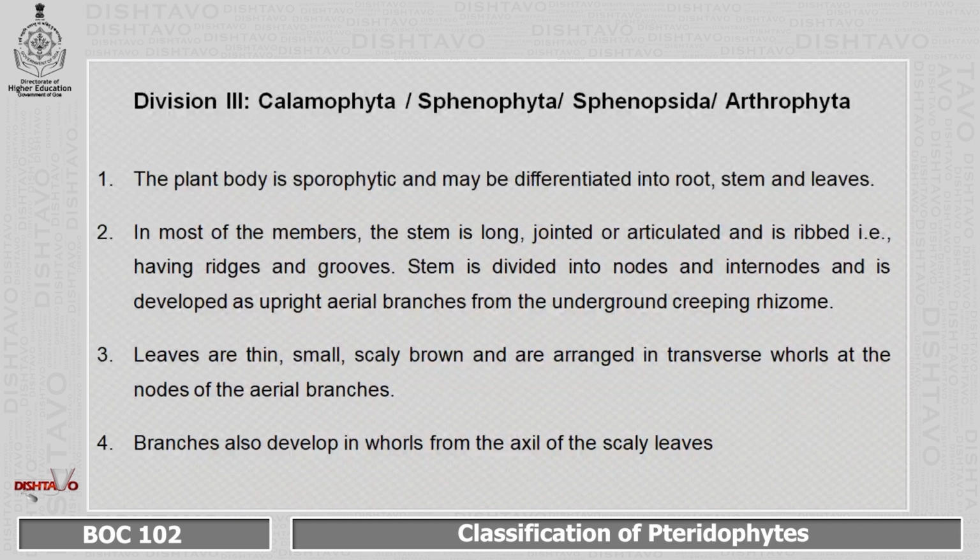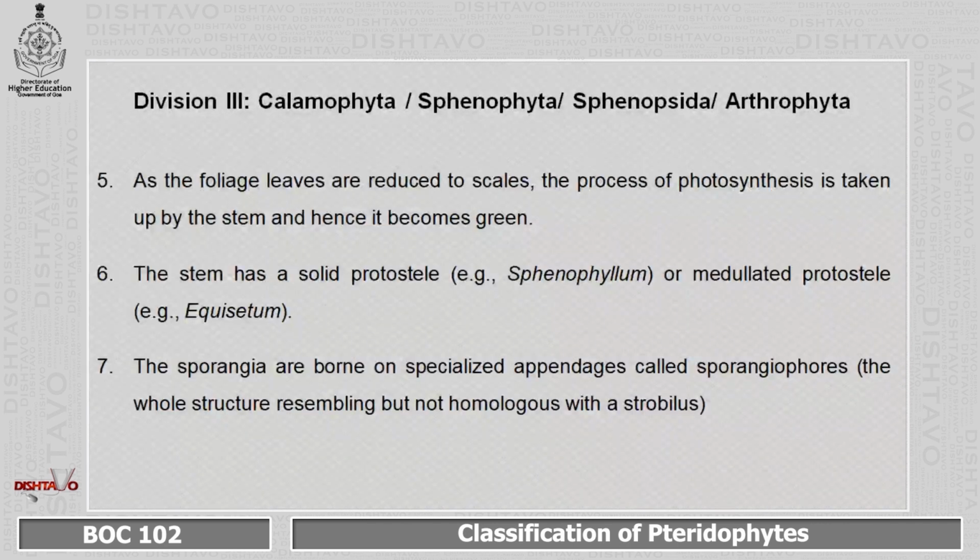The leaves here are thin, small, scaly and present in whorls at the nodal regions. The branches also develop in whorls from the axils of the scaly leaves. The foliage leaves are reduced to scales here. Photosynthesis takes place with the help of the stem, which is green in color. The stem has a solid protostele or a medullated protostele.